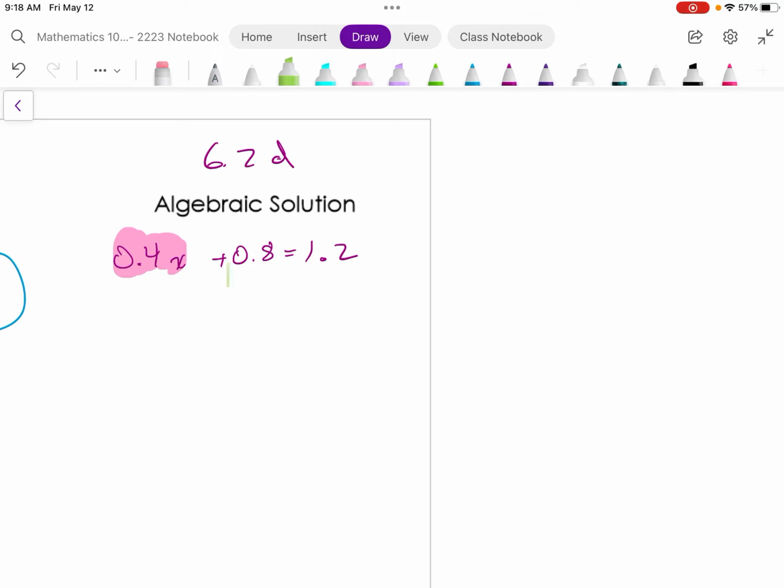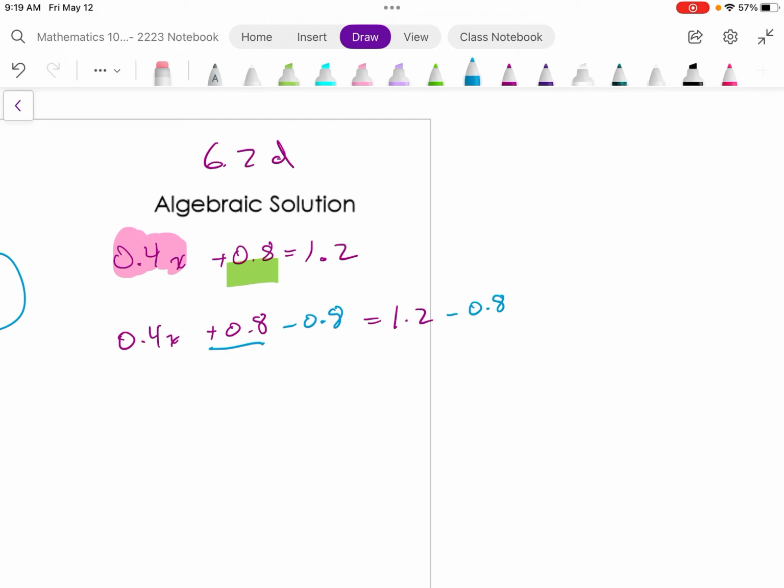Unfortunately, we have something getting in our way. We need to figure out how to undo adding 0.8. So I have 0.4x plus 0.8 is equal to 1.2. Now, if you notice, I just copied the line above. My goal is to undo adding 0.8. So I'm going to subtract 0.8 on both sides.